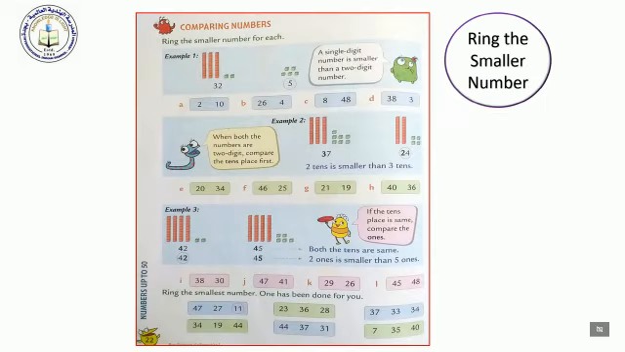Now children, open page 22 in your math textbook. Compare the numbers given. Ring or circle the smaller number. Let's recall the points we have learned and complete it. So here first we have numbers 2 and 10. 2 is a single digit number and 10 is a two-digit number. Just now we have learned that a single digit number is smaller than a two-digit number. So here 2 is smaller than 10. So we are going to circle 2.